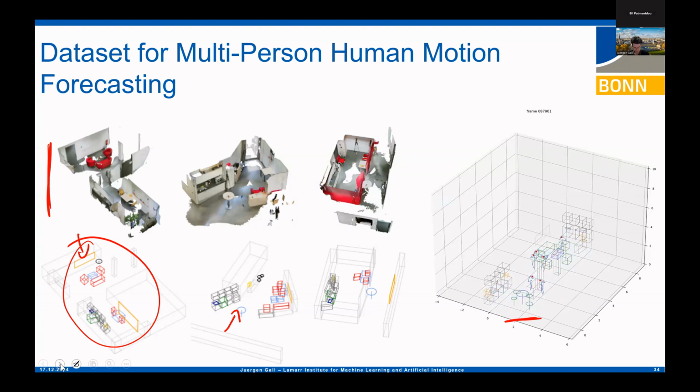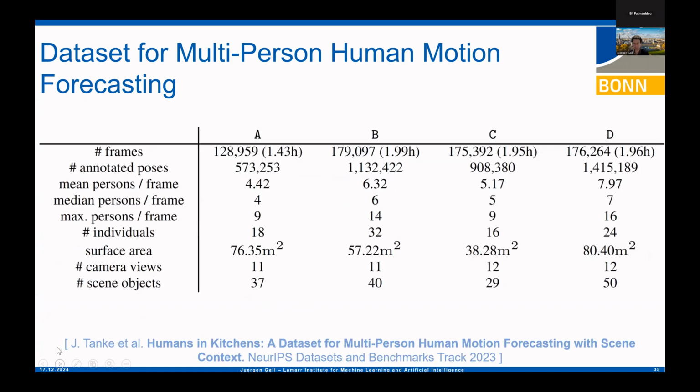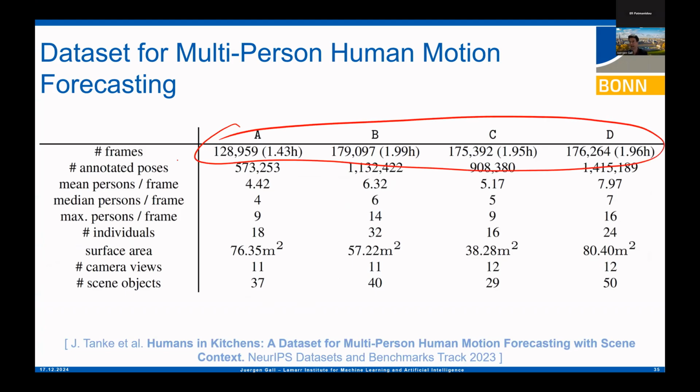So these sequences are quite long, and I'll show the next videos with some statistics, exactly what we have: the different locations, and the recording is nearly 2 hours for most of the cases. But the most important is, if you look at the maximum number of persons, in some of the kitchens we have 16 persons at the same time. So there are a lot of interactions.